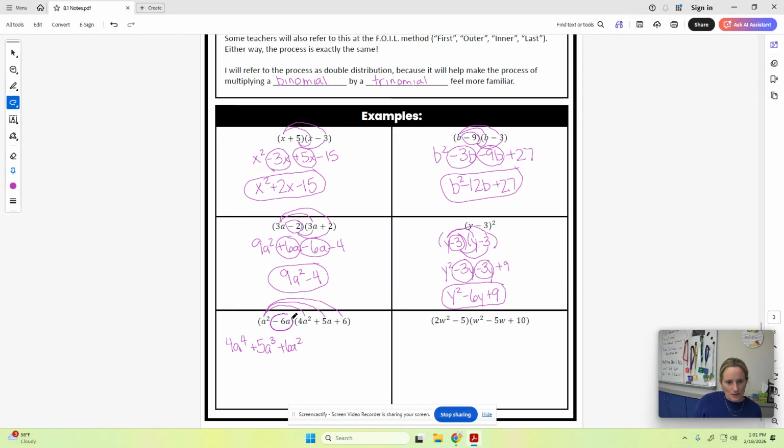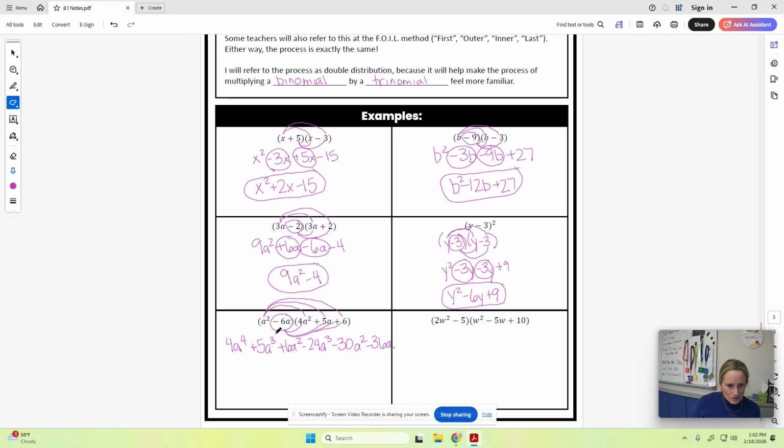Now I'm going to distribute a -6. So -6a times -4a squared is -24a cubed. -6a times 5a is -30a squared. And -6a times 6 is going to be -36a. I have 6 terms now because I multiplied these 3 by both of those, and now I need to go through and find my like terms.